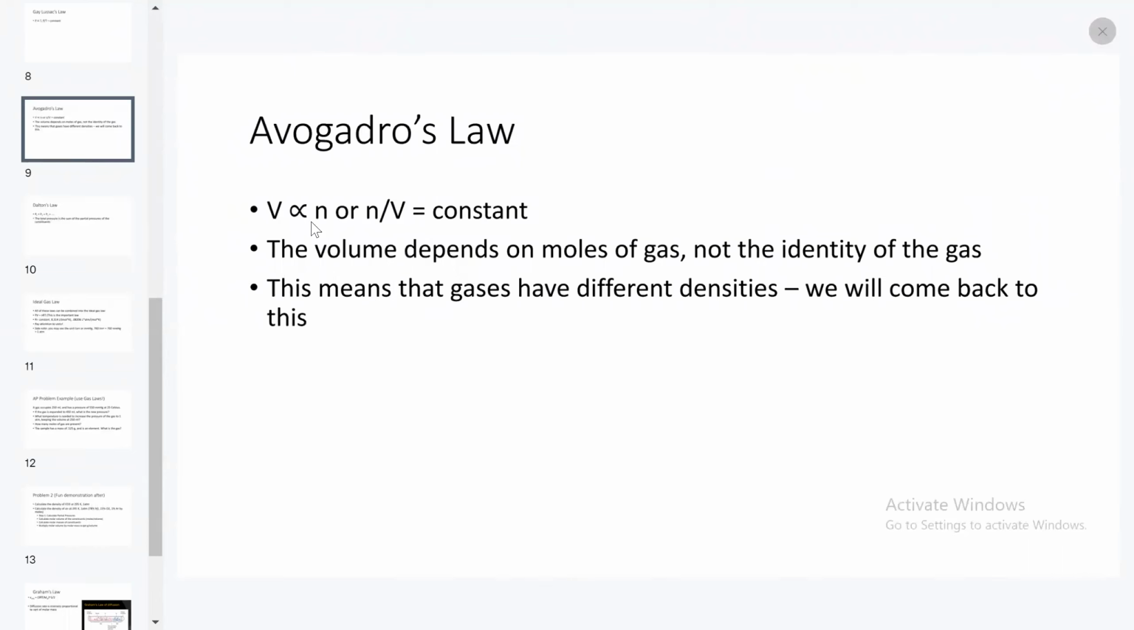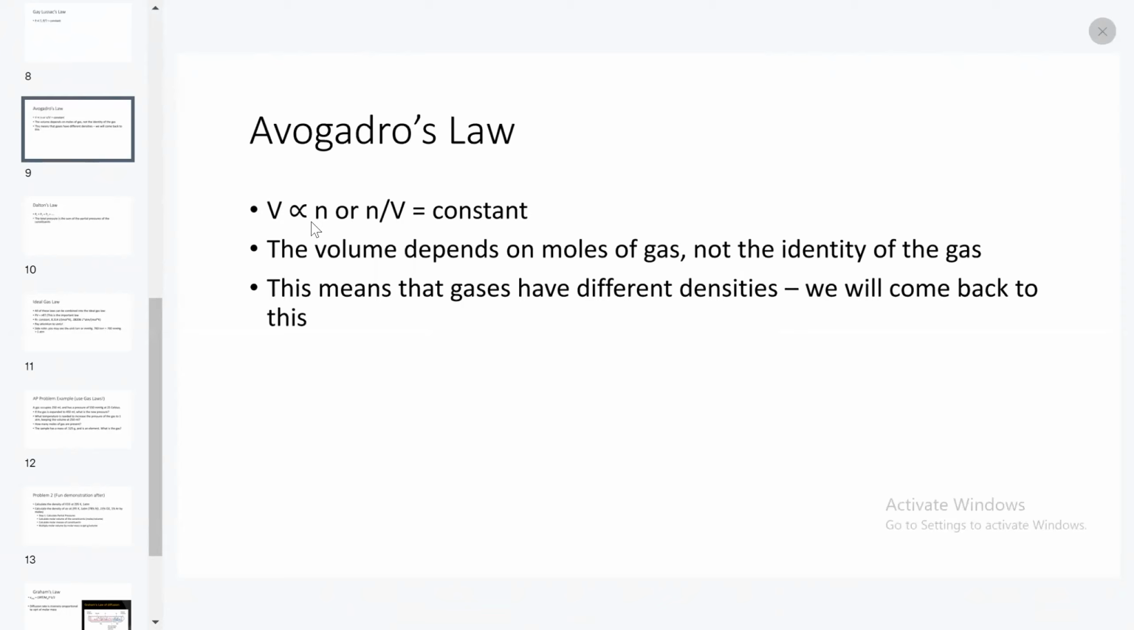So if I have a sample of 1 mole of gas, and then I add another mole, so now I have 2 moles, the volume will double, okay? Now, what's very important to know about this is that the volume only depends on the moles of gas. The volume does not depend on the identity of the gas.